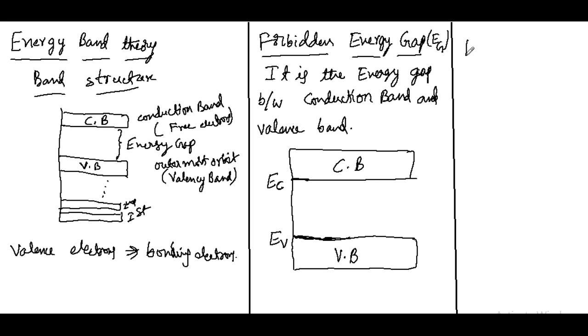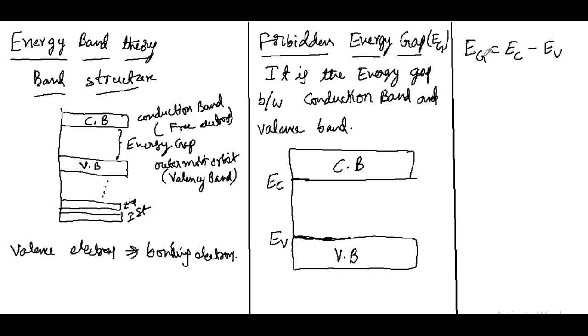Then the energy gap EG is equal to EC minus EV, because the definition explains it is the energy gap between the conduction band and valency band. We can write another definition: the minimum energy required to move an electron from the valency band to the conduction band is called the forbidden energy gap. This is one of the definitions.